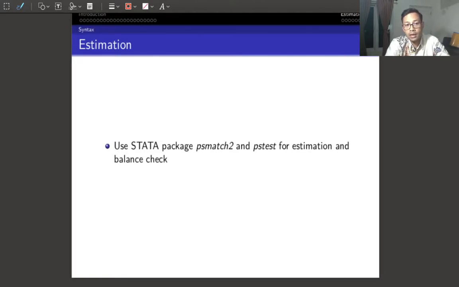So we'll take a look at this data for the estimation or sample exercise using the propensity score matching.